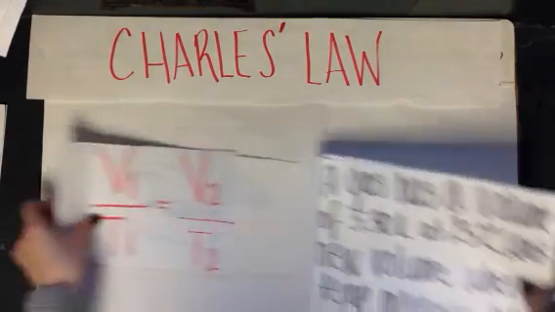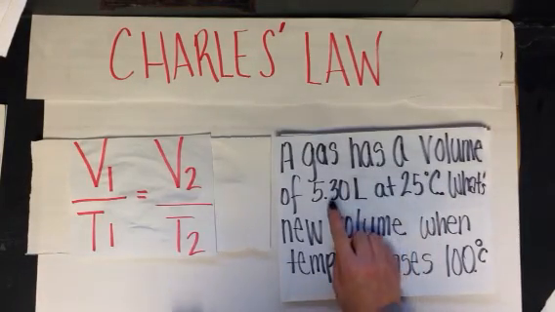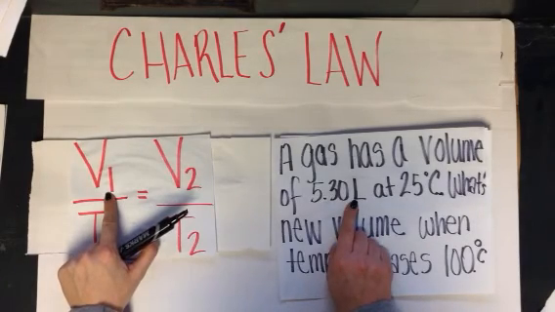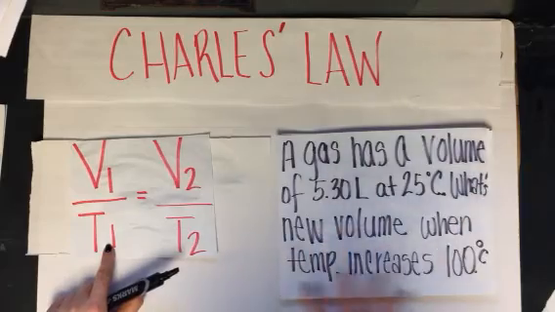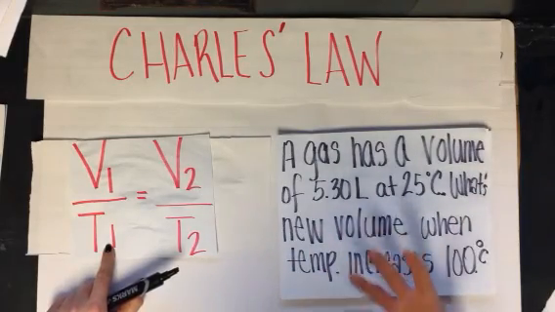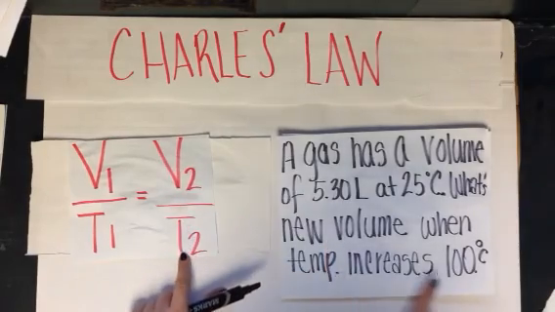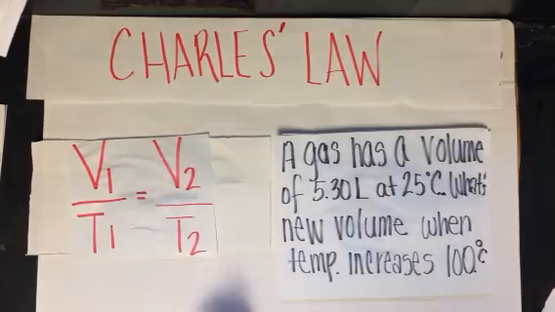So if you notice here, I have initial conditions. I start off with a volume of 5.3 liters. That's my initial volume. And that volume is at this temperature, my initial temperature. And then something happens, a change, and I have a new volume. That's my second one. And I have a new temperature. That's the new one. So the 1 stands for initial, the 2 stands for final.